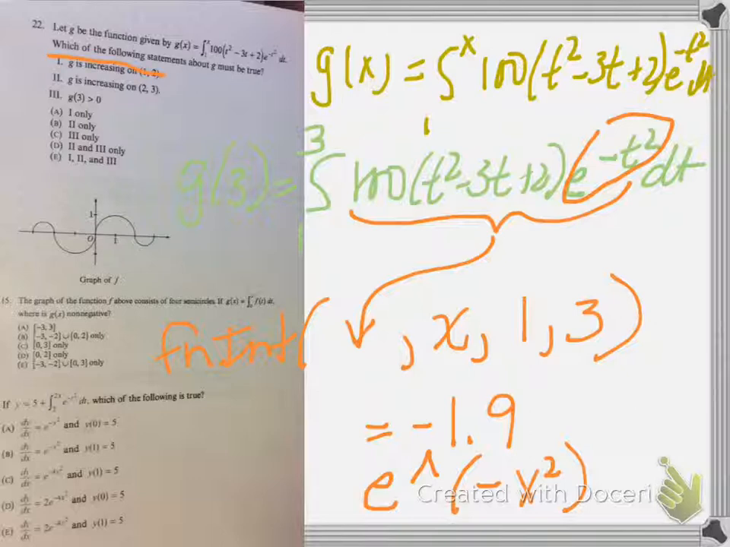And for choice 3, so we said choice 1 was no, choice 2 was good, and choice 3 is saying g of 3 is greater than 0. And so g of 3 is not greater than 0 because g of 3 is negative 1.9. So 3 is no good. So only 2 works, and that was choice B.